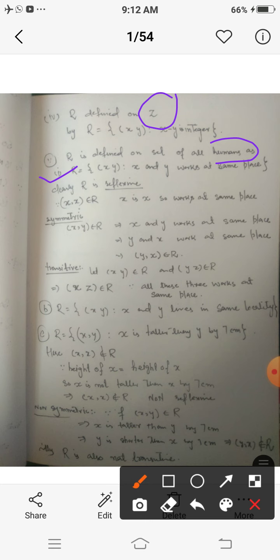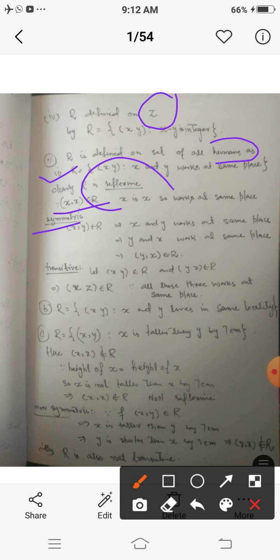Now it is reflexive because x belongs to this set, that is, x is a human. So this means that x is the same as x, hence x and x work at the same place. So this means that (x, x) belongs to R for all x, because x is the same as x, so x and x work at the same place. So this is a reflexive relation.